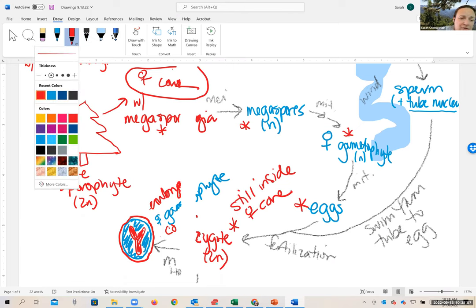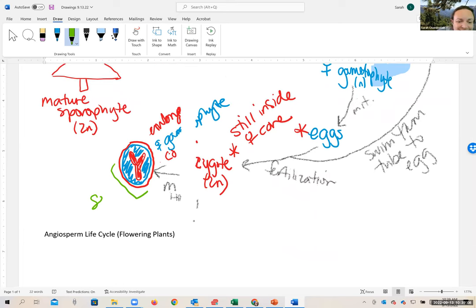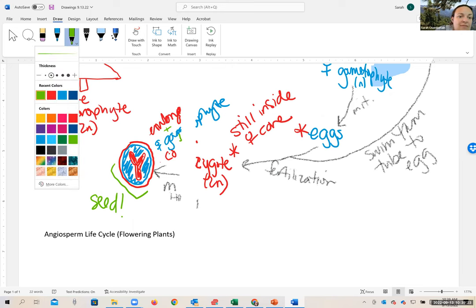I'm going to use a different color just so we can see it, right? That whole structure, we're going to call this whole thing a seed, right? So a seed is the embryo plus the female gametophyte plus a seed coat. Okay. And this is a big deal.